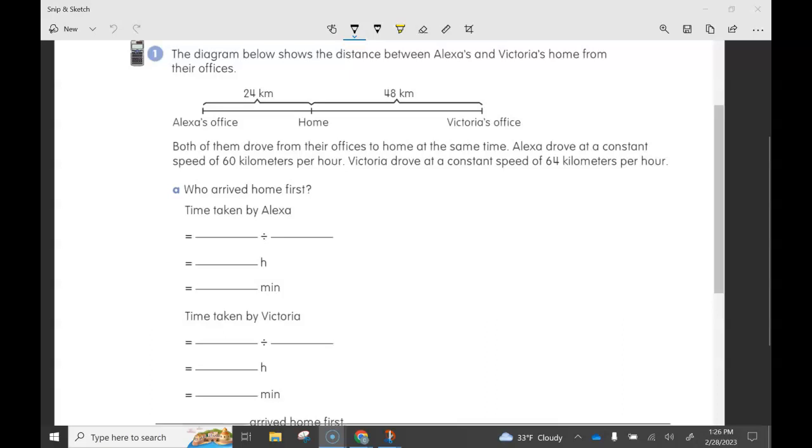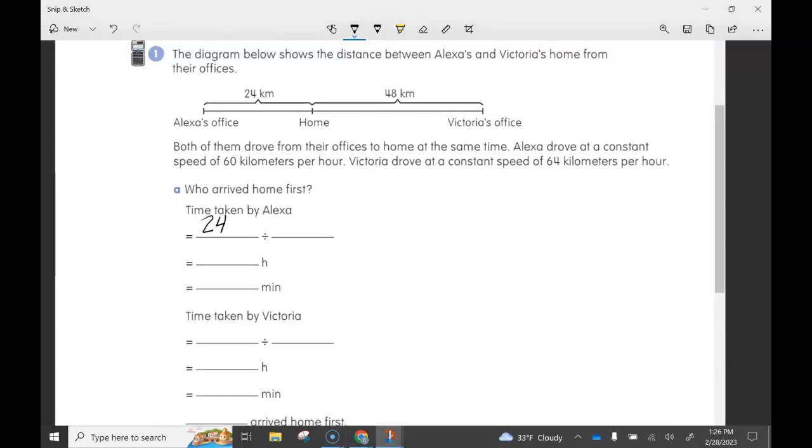So we can see once again, we take the distance and divide it by the speed. Alexa drove at a constant speed of 60 kilometers per hour. So you take 24 and divide that by 60. We're so used to division always taking the larger number first and dividing it by the smaller one, but understand we have to take the distance, whatever that is, and divide it by the speed. And that's going to give us 2/5 of an hour. And 2/5 of an hour is going to be 24 minutes. So that's how long it took Alexa to get home.